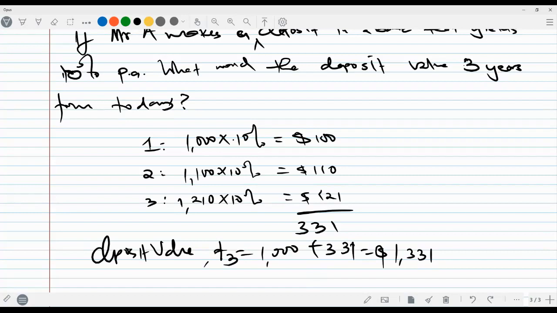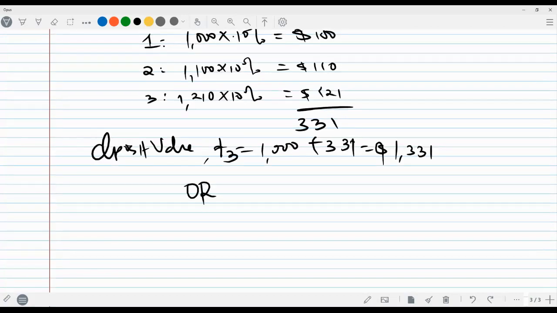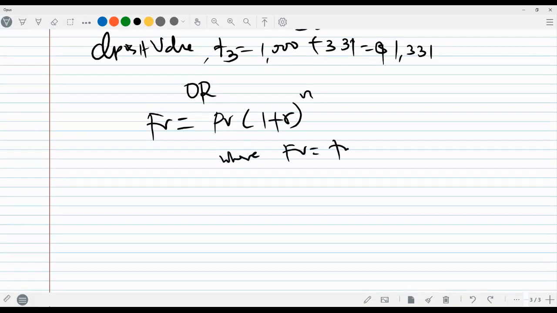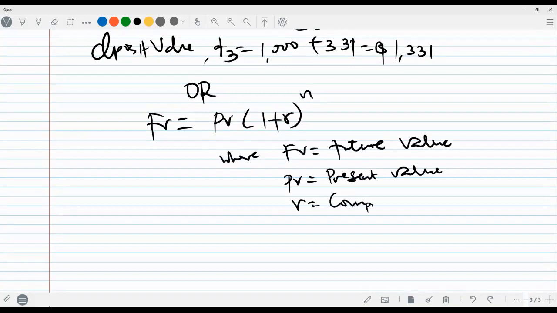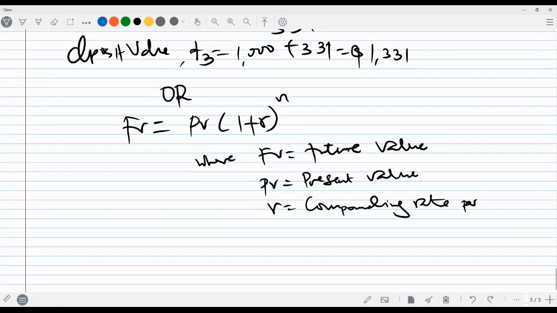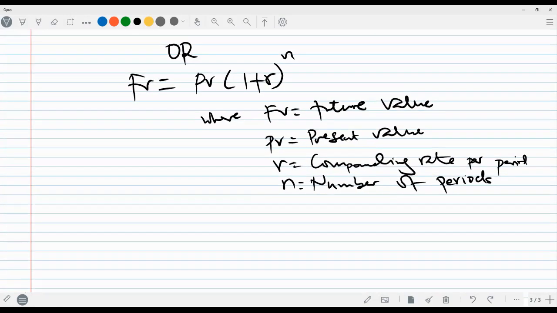For 20 years, that would be a lot of work. So the best approach is this: the future value is given by the current amount you have invested, which we call the present value, times (1 plus r) to the power of n. FV is the future value, PV is the present value, r is the compounding rate per period, and n is the number of compounding periods. Most of the time the periods will be years, but not always. So the future value as at year 3, with present value 1,000 earning 10% per annum, is 1,000 times 1.1 to the power of 3, and therefore the value is 1,331.